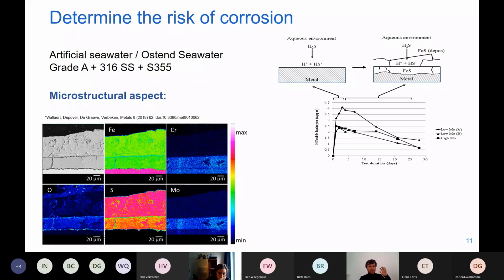By combining the environment, the stresses, and the material, we will be in the center of these three important parameters, and we will be able to evaluate environmentally assisted cracking.